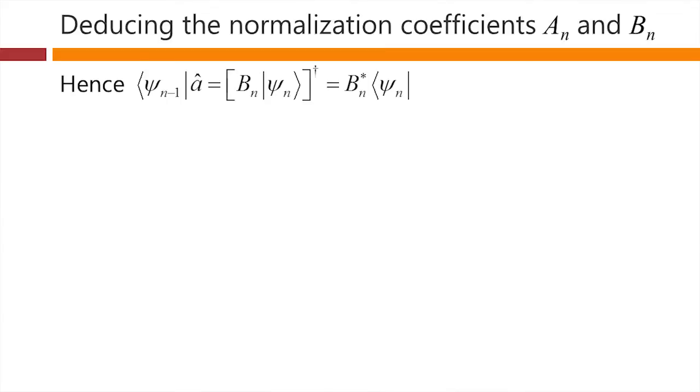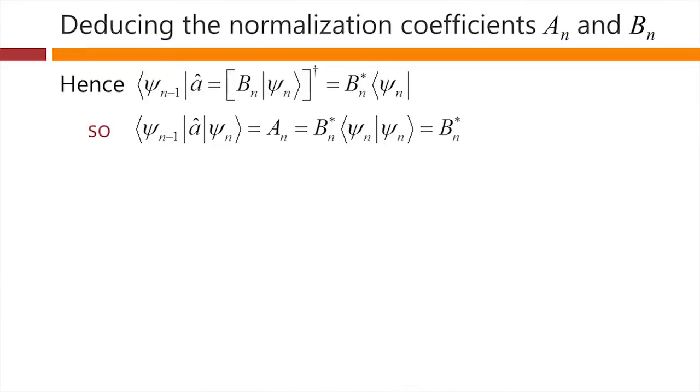So, using this, we can, of course, take the Hermitian adjoint explicitly. That gives us Bn star times psi n as a bra vector. So, therefore, if we write psi n minus 1 A psi n, that just means post-multiplying by psi n on the right here, that simply gives us Bn star. But we already know that this expression here is also an. A operating on psi n gives us an psi n minus 1. So this left-hand side here is an, but also we know it's Bn star.